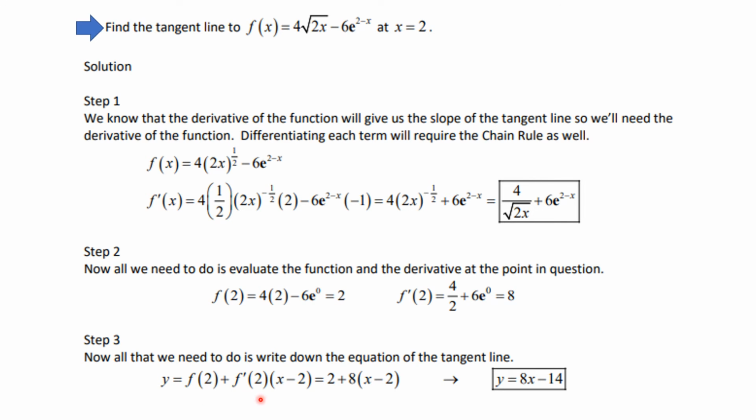So I can say y minus the y coordinate is equal to the slope, f prime at 2, times x minus the x coordinate. I could simplify this, and I can find in slope-intercept form that y is equal to 8x minus 14.